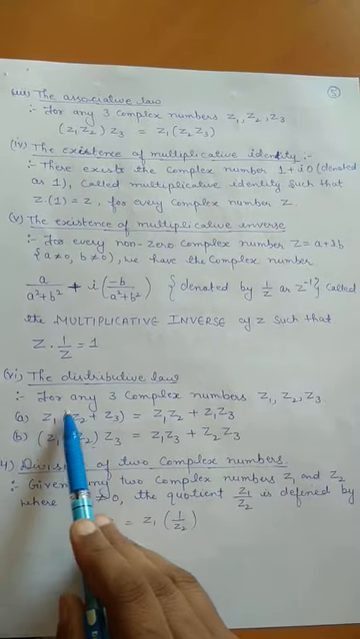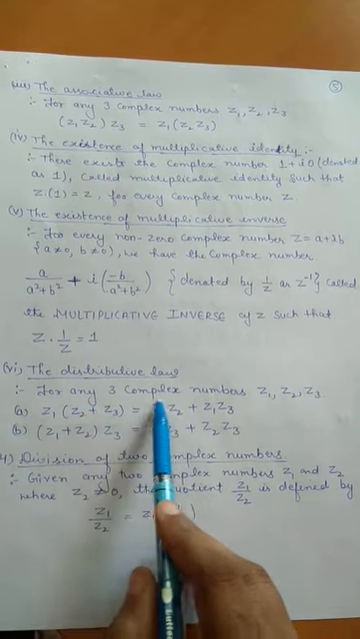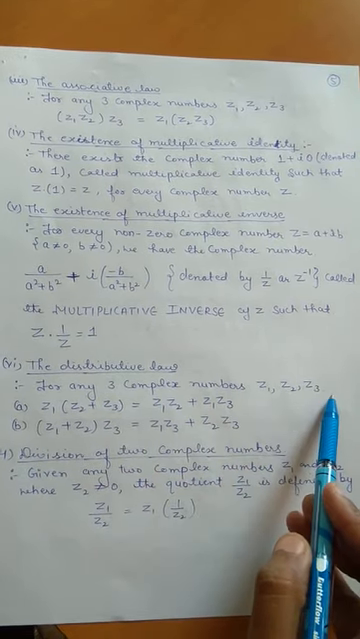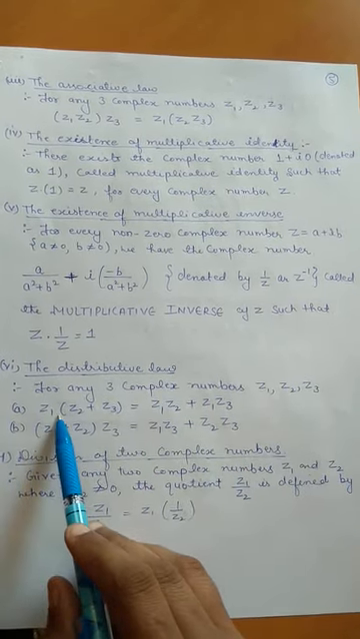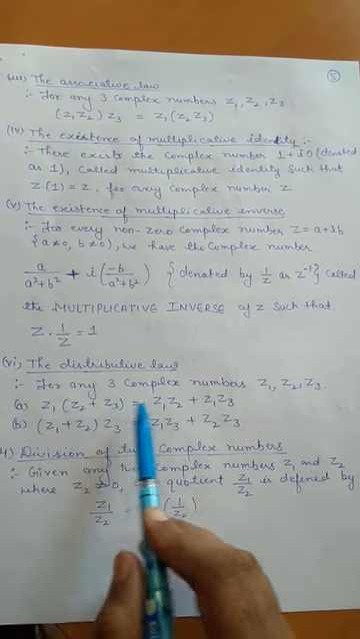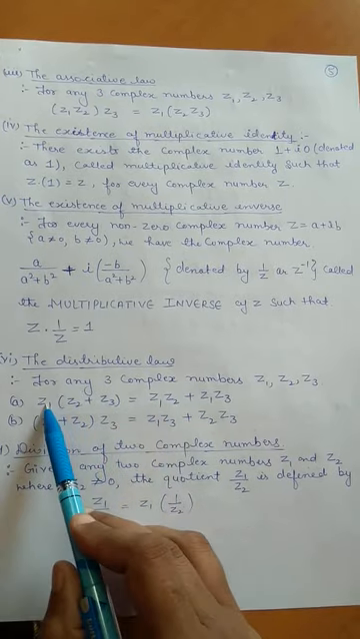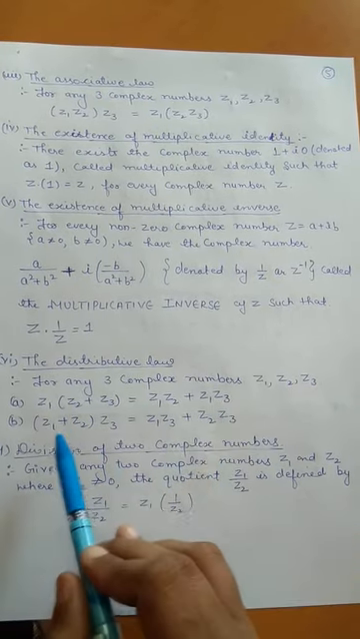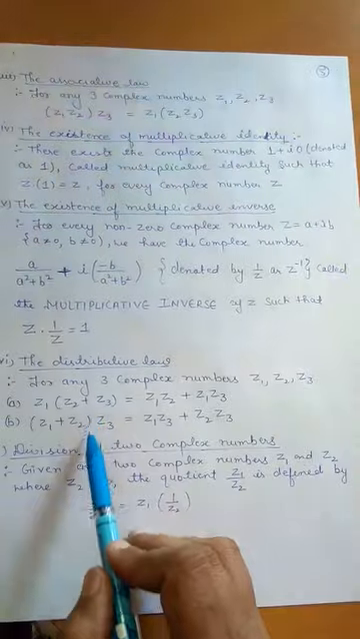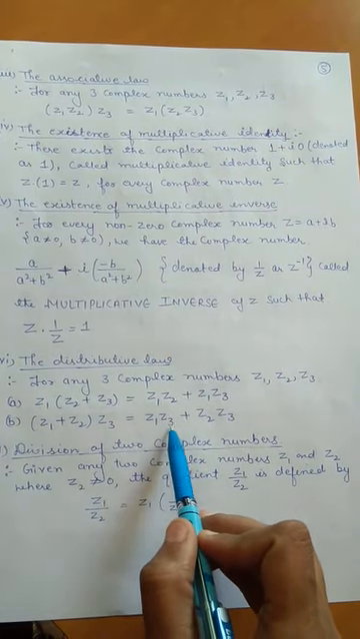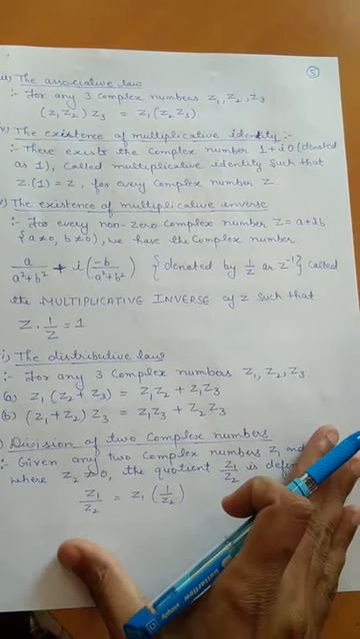And in this distributive law, for any three complex numbers z1, z2 and z3, z1 times (z2 plus z3) will give z1 into z2 plus z1 into z3. Over here, (z1 plus z2) into z3 will give z1 into z3 plus z2 into z3.